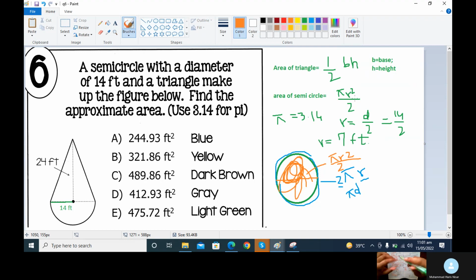Circumference is the distance around the circle. Yes, basically the perimeter. You can also say that.